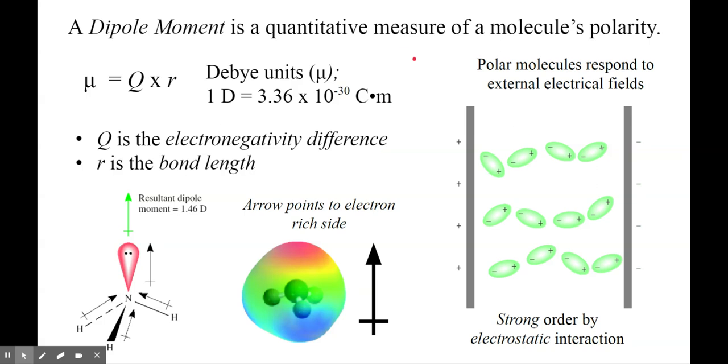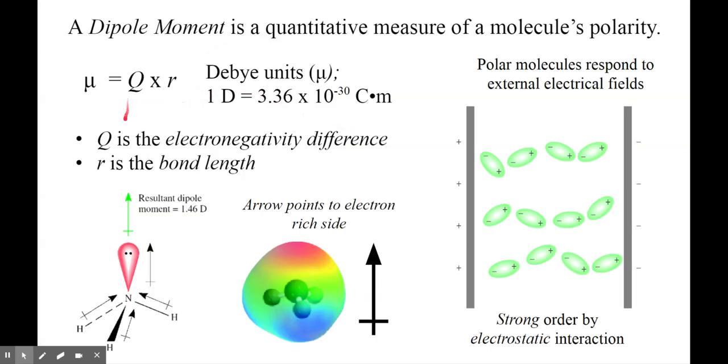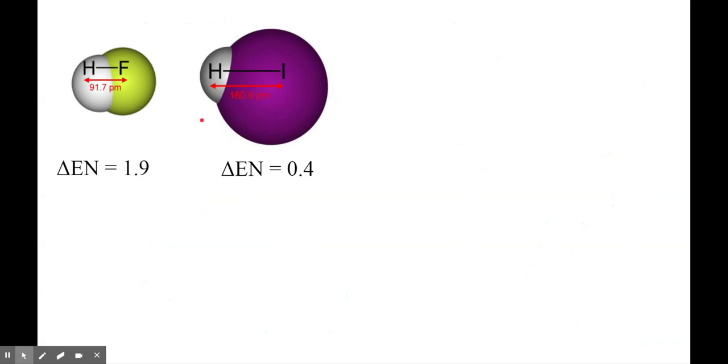For nonpolar things, they don't have these attractions. So I just told you there's 2 things that determined polarity: electronegativity difference and the bond length. And so here's an example showing both of them, HF and HI. HF has a greater difference in electronegativity.